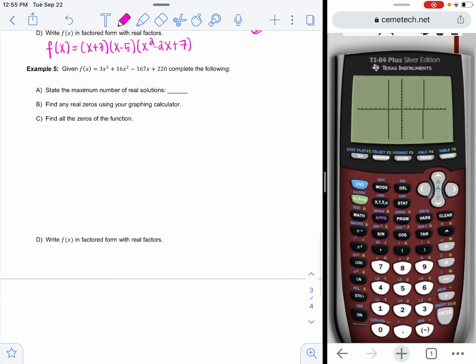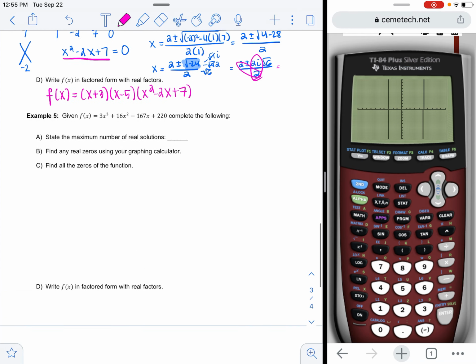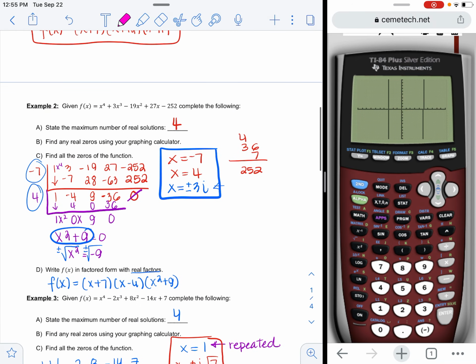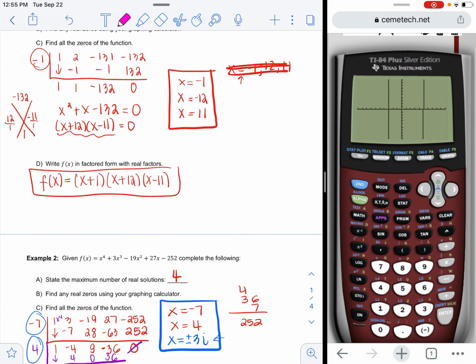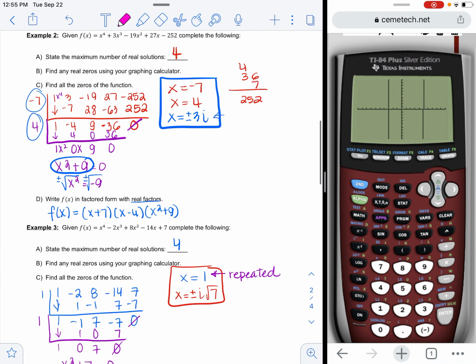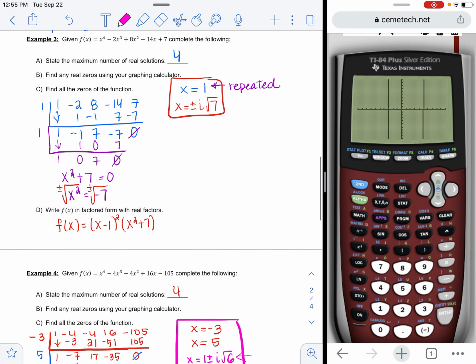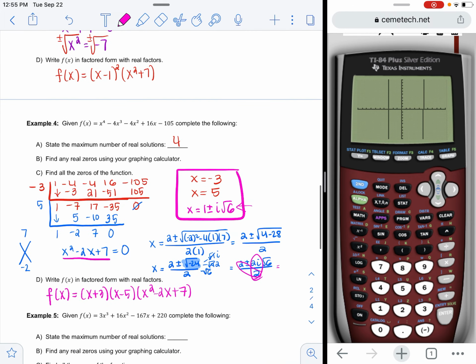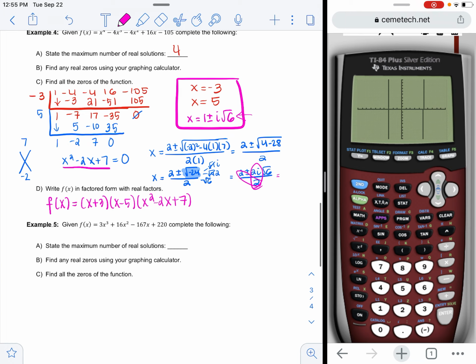And that's it. Okay, the very last one. Notice they're all a little bit different things happening here. The first one we did was super basic. The second one we did, ooh, we got imaginaries. The third one had imaginaries, but also repeated. The fourth one was like, guess what? You got to use the quadratic formula. Let's see what the fifth one's going to give us.